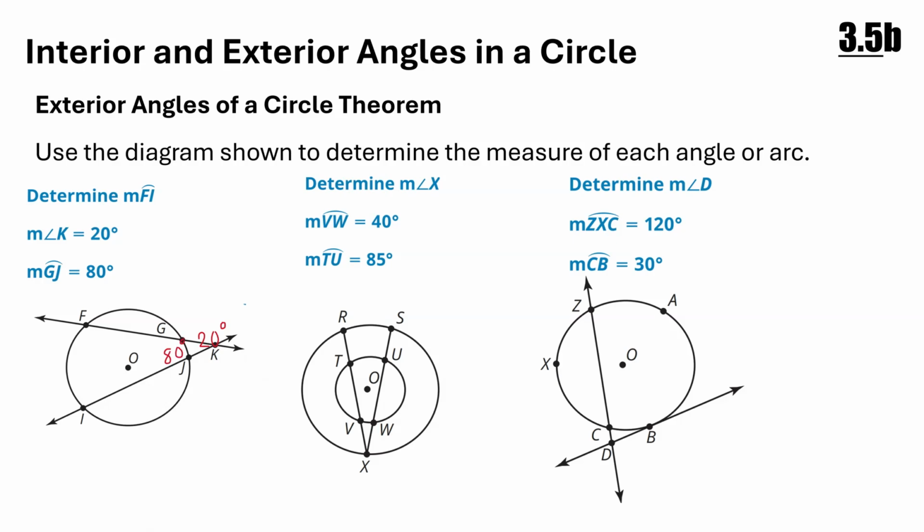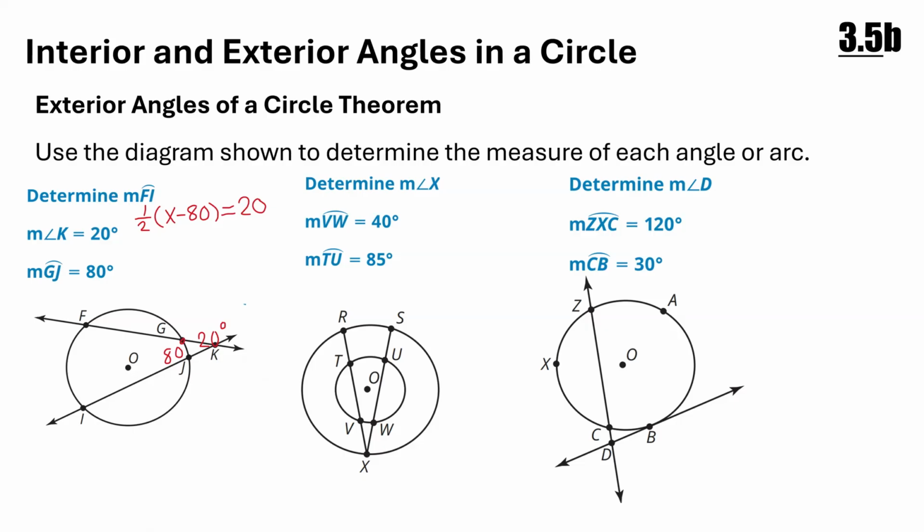To find the measure of arc FI, use the exterior angle of a circle theorem to state that 1/2 of arc FI minus arc GJ equals angle K. This will be written as 1/2 x minus 80 equals 20.